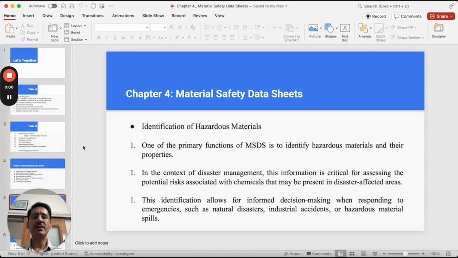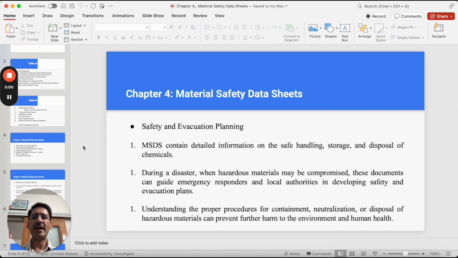In the context of disaster management, this information is critical for assessing the potential risk associated with chemicals that may be present in the disaster-affected areas. This identification allows for informed decision-making when responding to emergencies such as natural disasters, industrial accidents, or hazardous material spills.